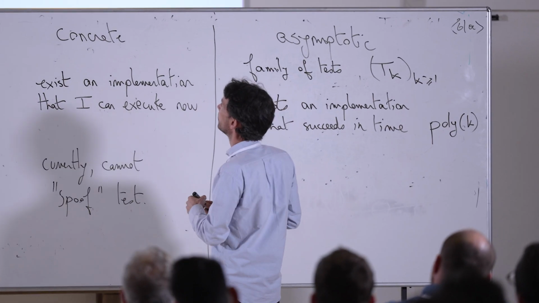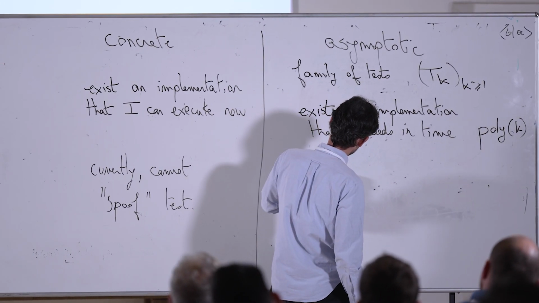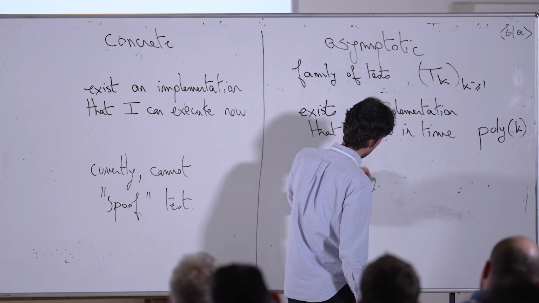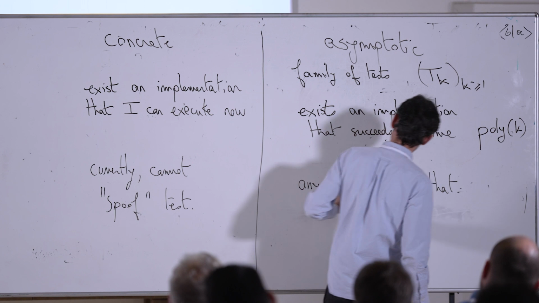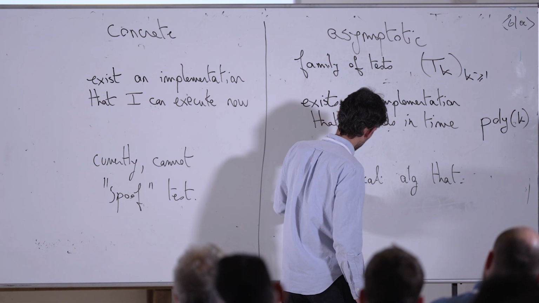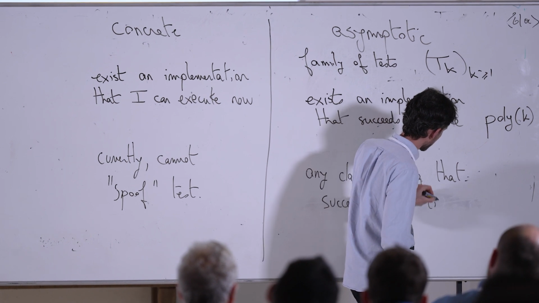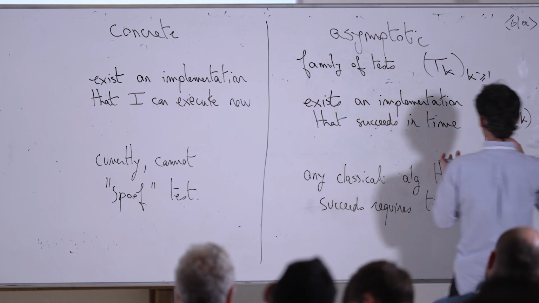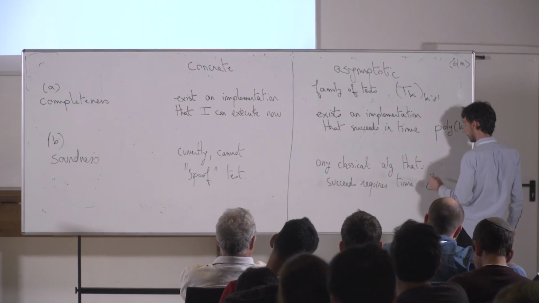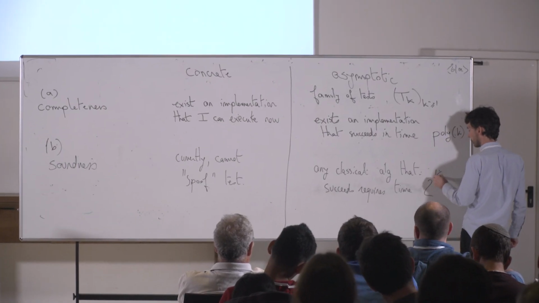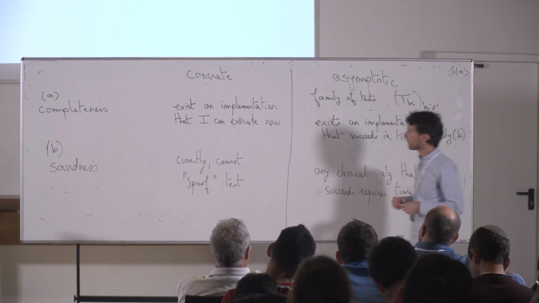And here, for soundness, any classical algorithm or device that succeeds requires time, or in general resources, that scales much slower. Ideally, it would be exponential instead of polynomial. So let's say 2 to the k, just so as not to write any constants.